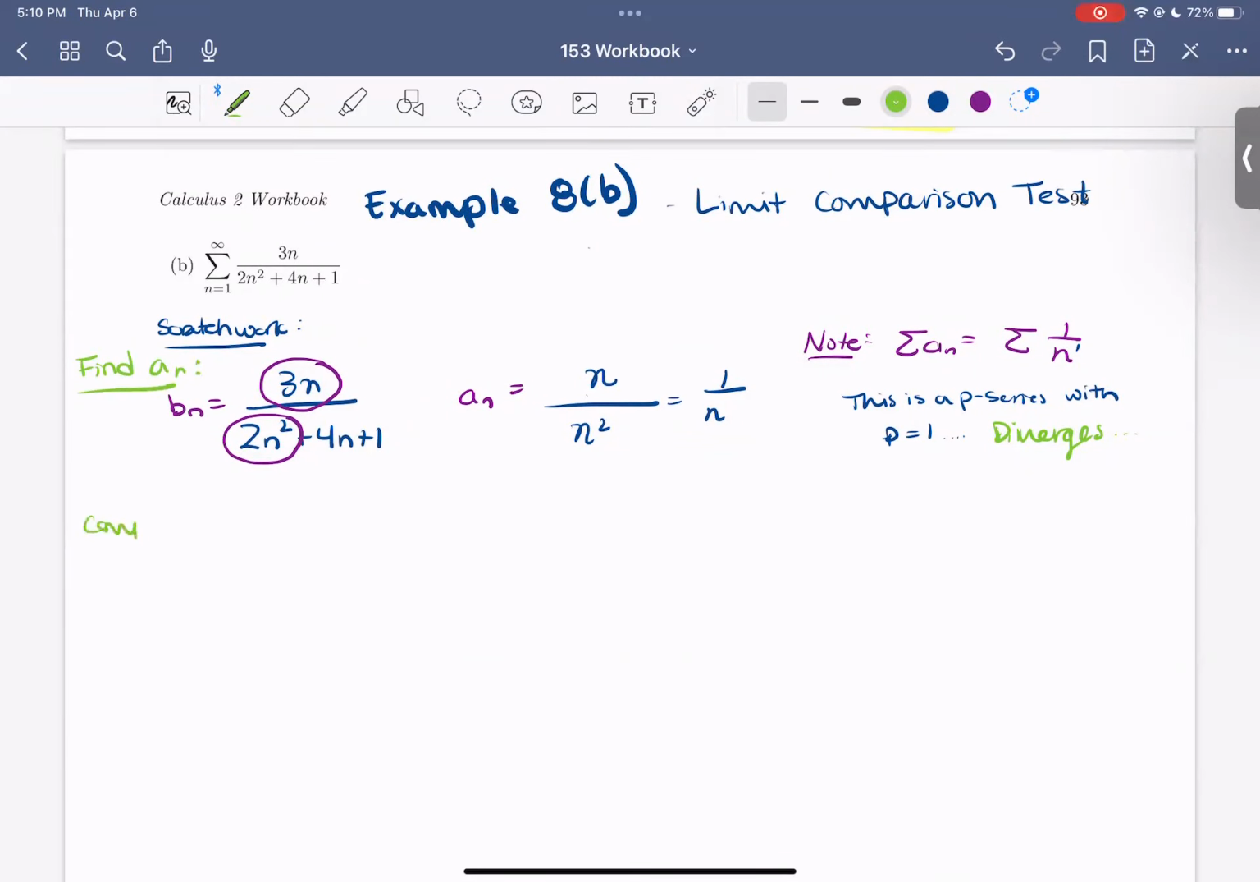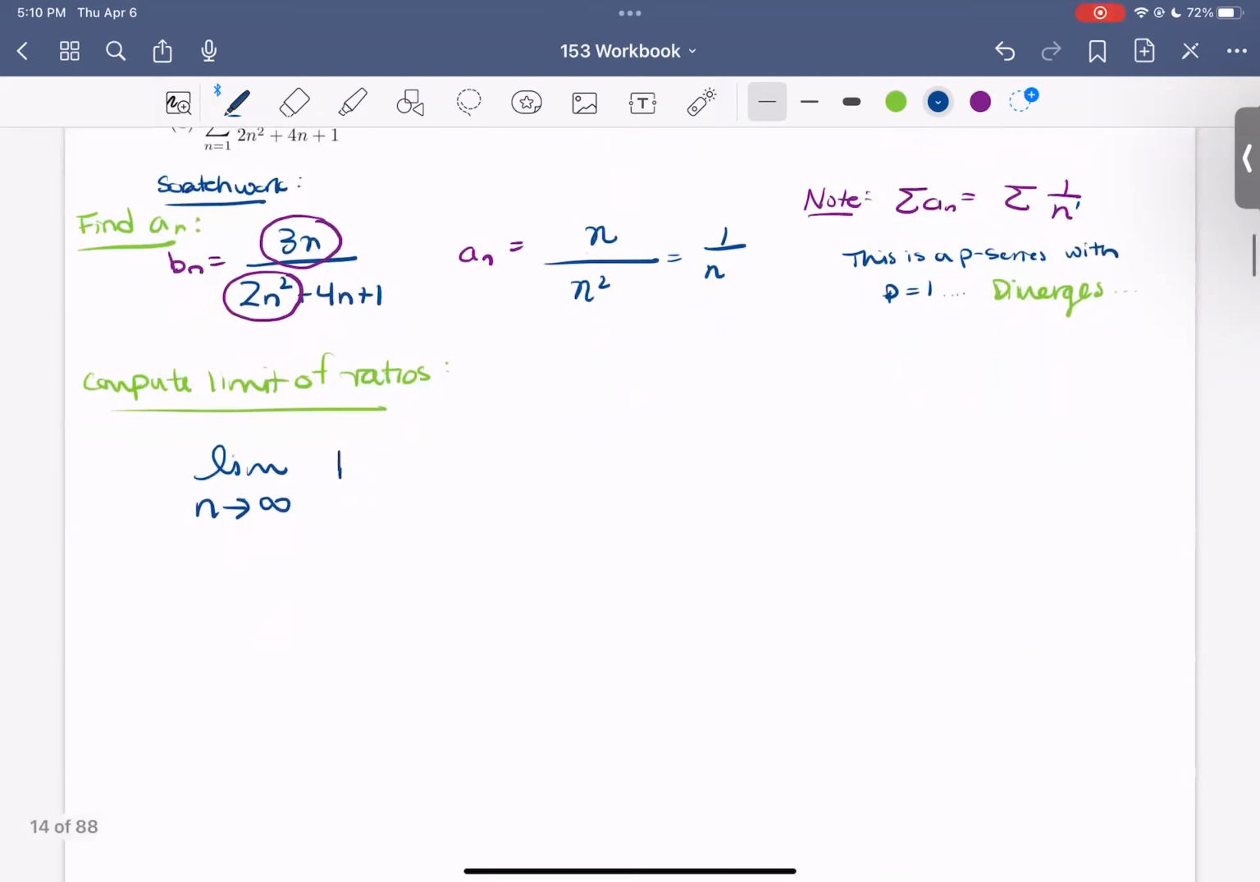Now we need to compute the limit of the ratios of the two terms. Okay, so we need to compute the limit as n goes to infinity of b_n over a_n. And when we compute this limit, it's going to become clear why we chose the a_n we did, using that method of considering the dominant term in the numerator and denominator.